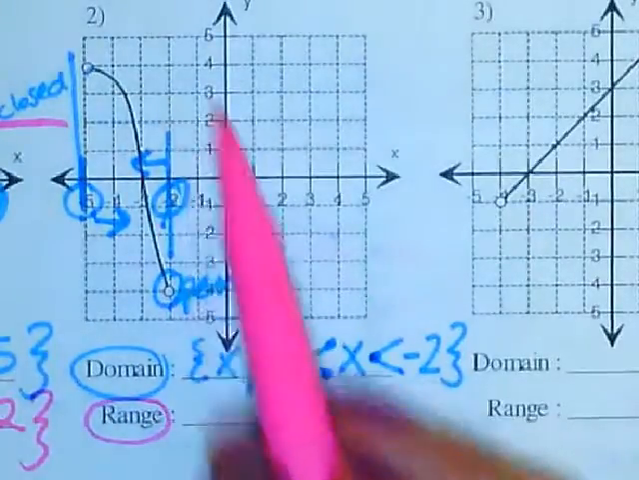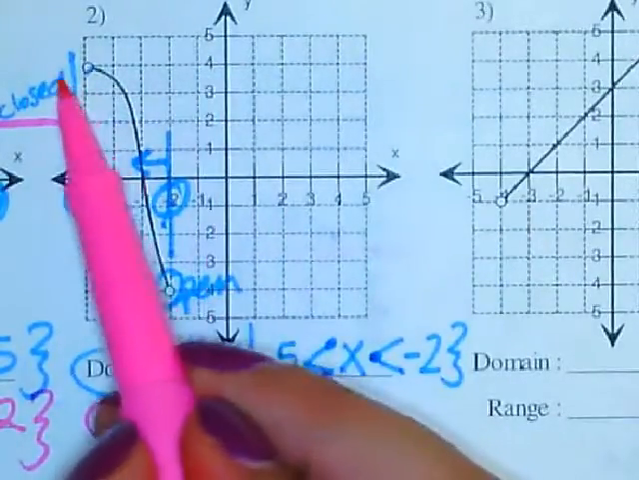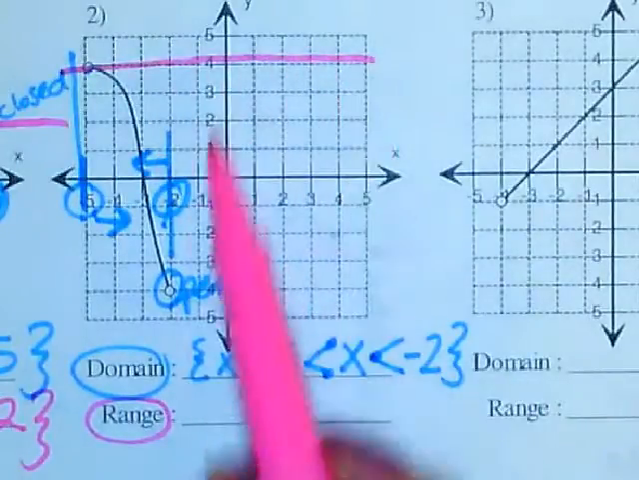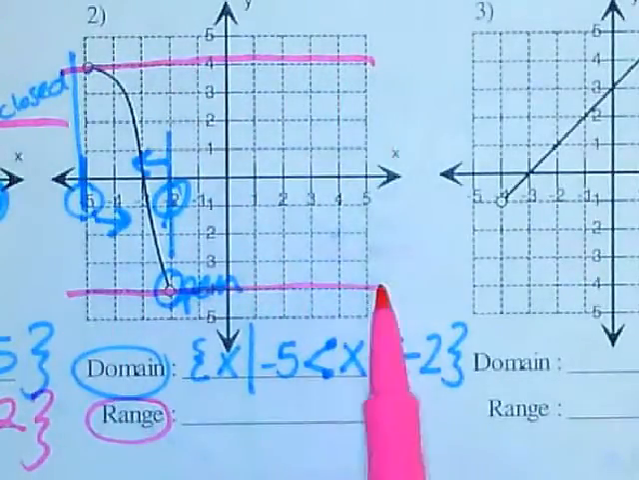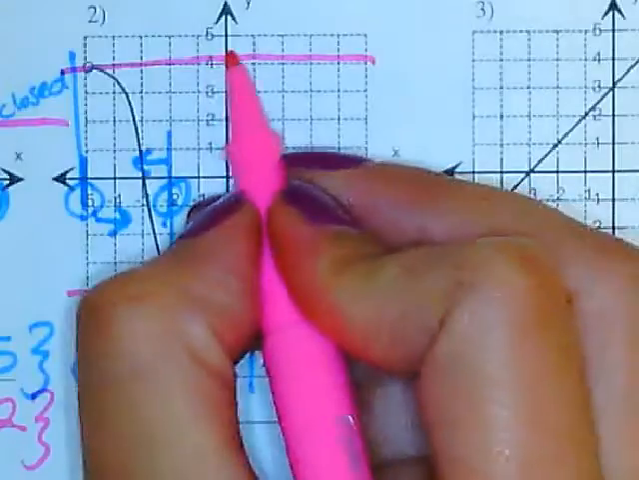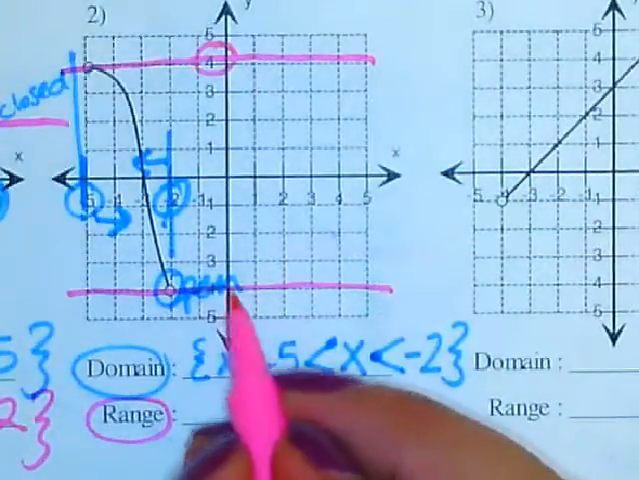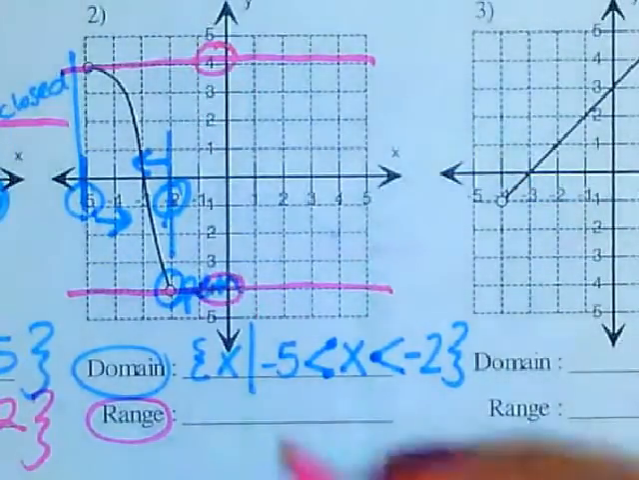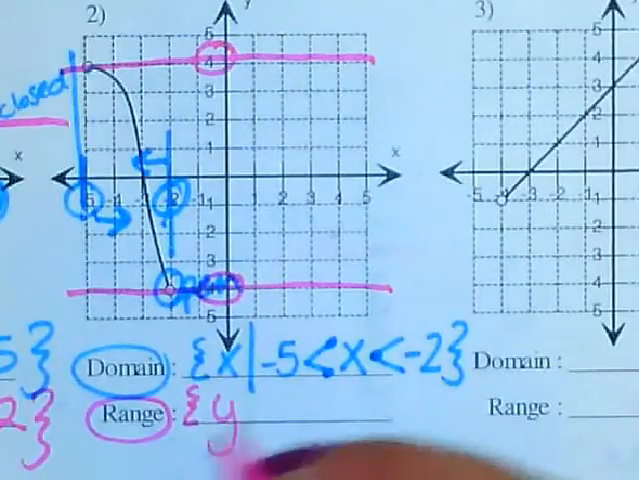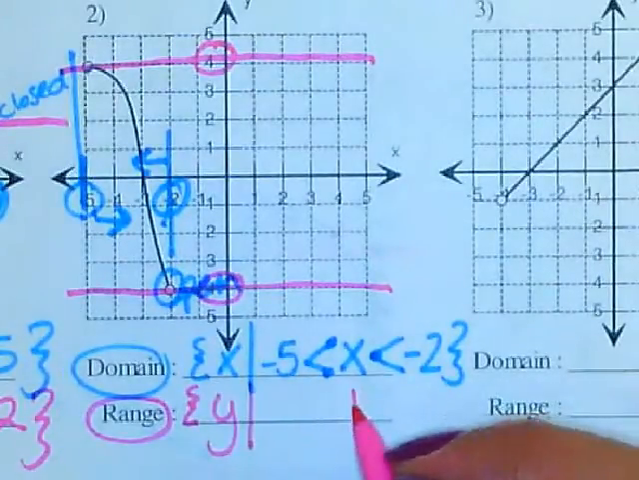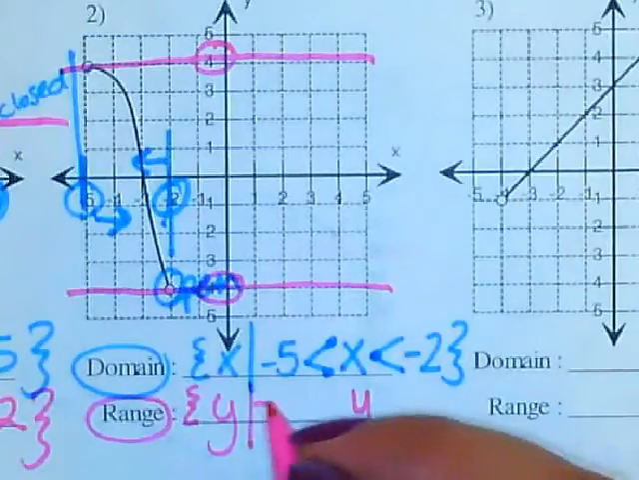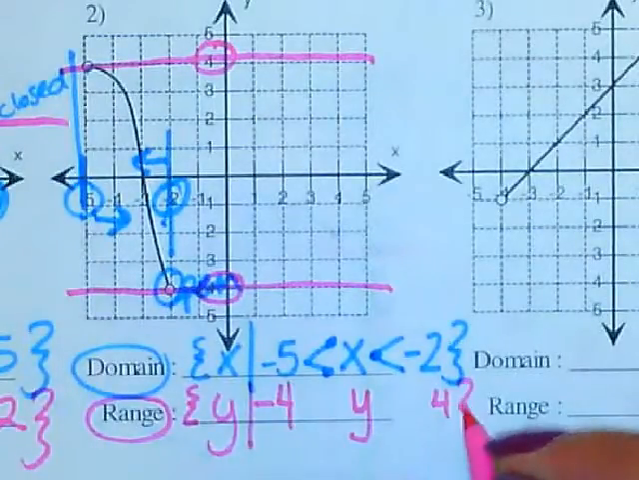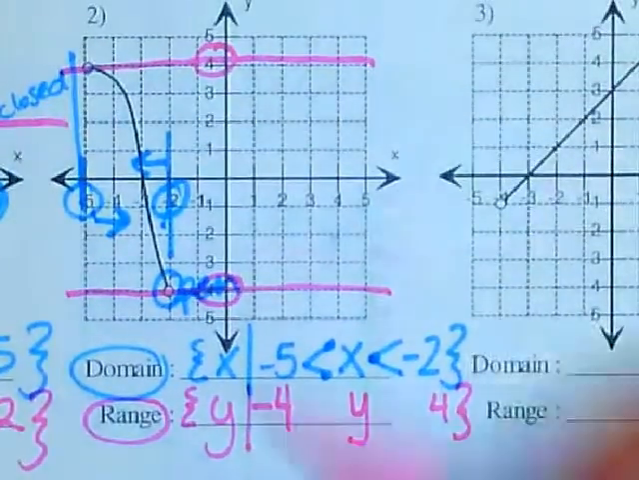So for the range, my topmost value it reaches is right here. And my most downward one is this one. So I know my range is going to be from 4 to negative 4. So I'm going to write my squiggly bracket y, and my y is going to be here from negative 4 to positive 4. Now I just need the inequalities.